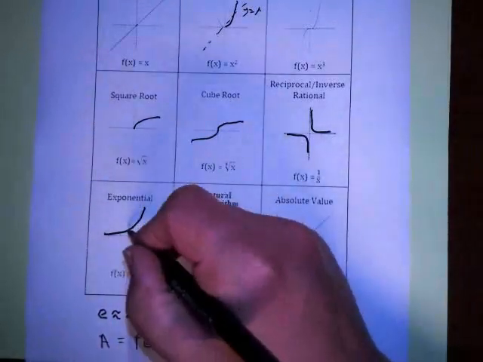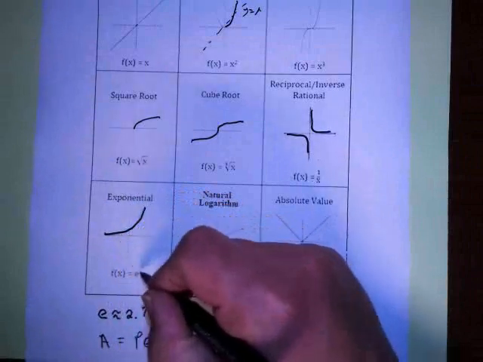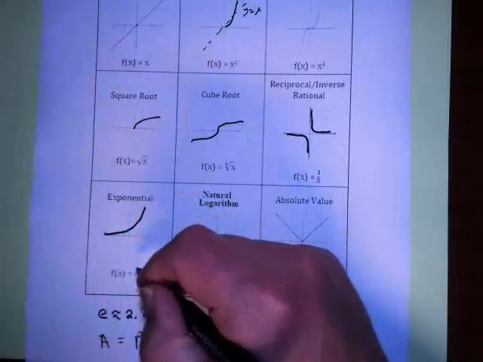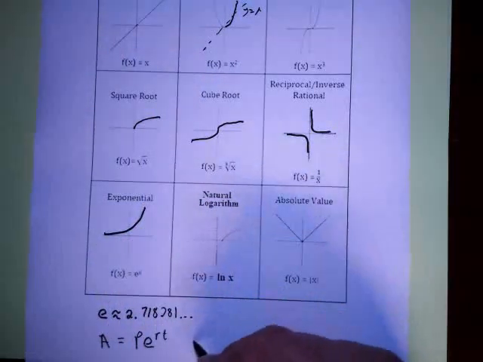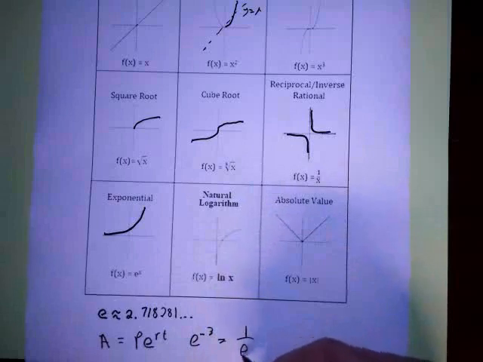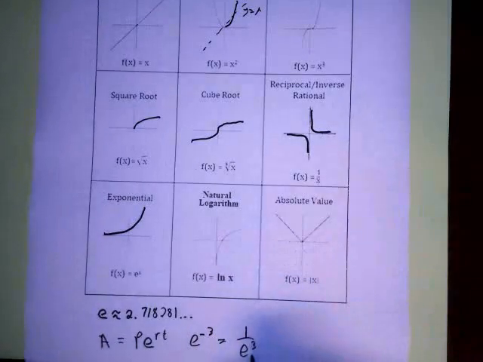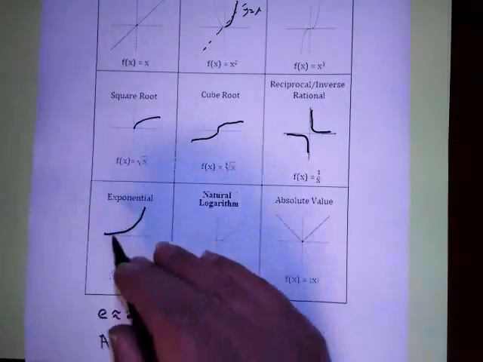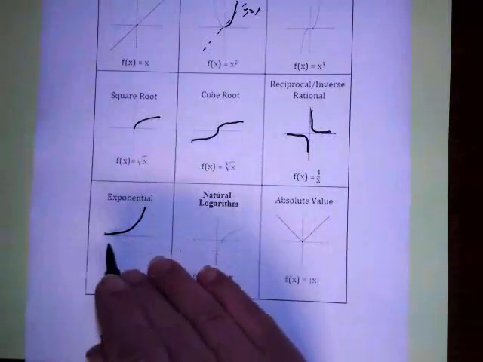You're just raising this number, in this case e, to the x power, and as x gets smaller and smaller, you get these negative exponents, right? If I have e to the negative third, that's the same as 1 over e to the third. And as you go off to negative infinity, this thing's going to go to 0, so it gets infinitely close to the axis.